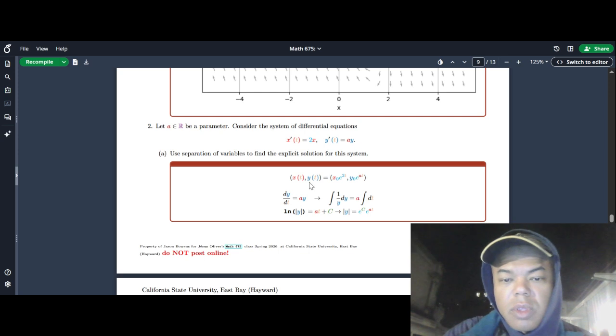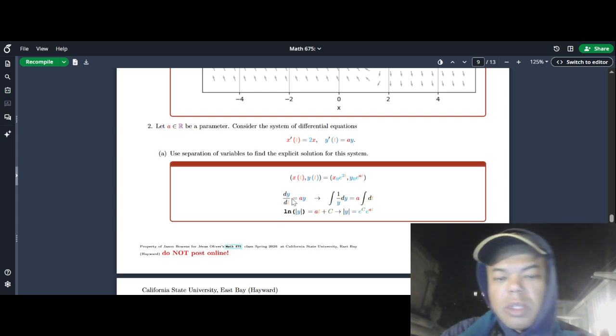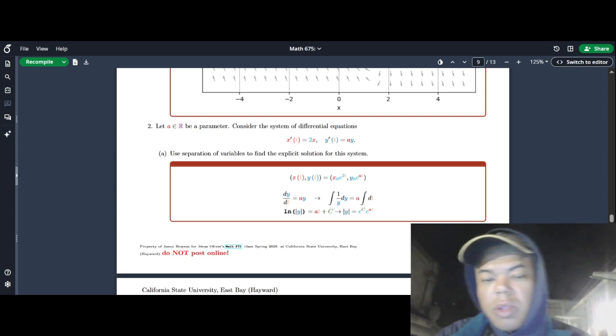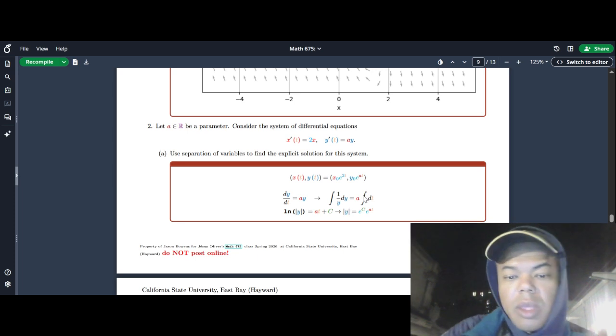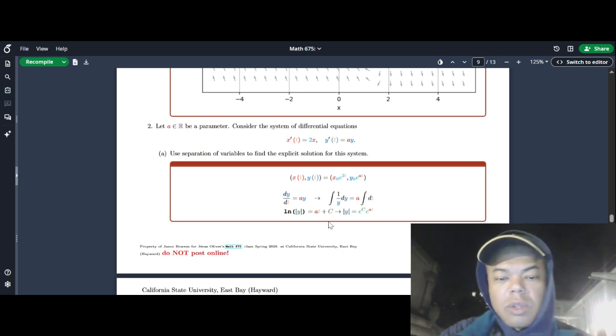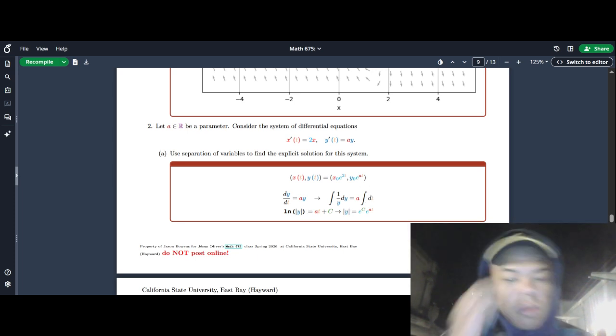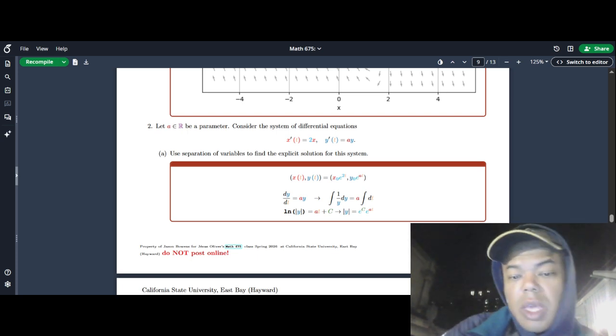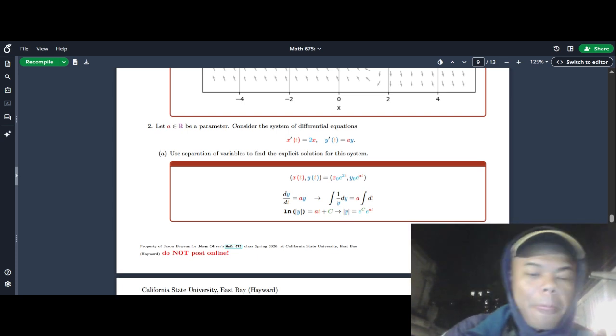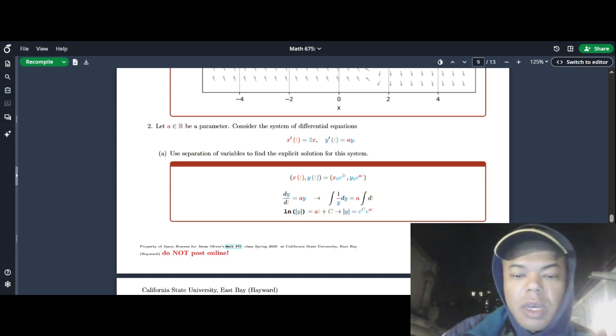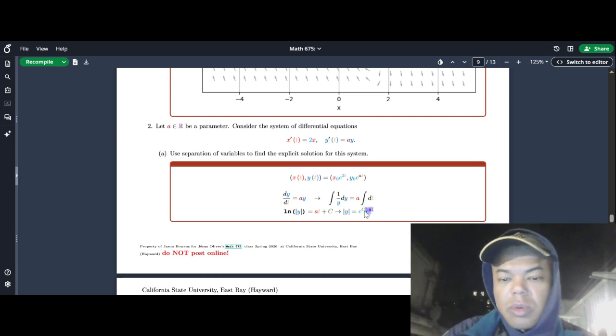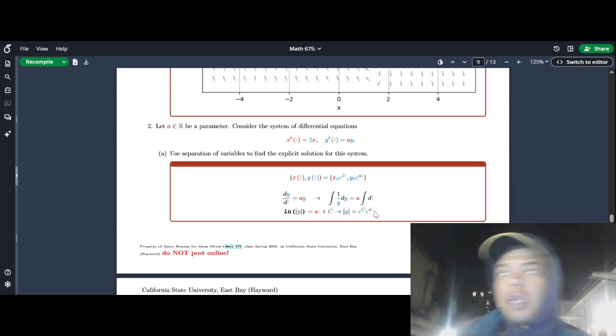So we have y prime, which is dy dt, equals ay. We divide by y, get 1 over y, multiply up dt and integrate. We get log of the absolute value of y equals at plus c. Exponentiate both sides, and we get the absolute value of y is equal to e to the at plus c.